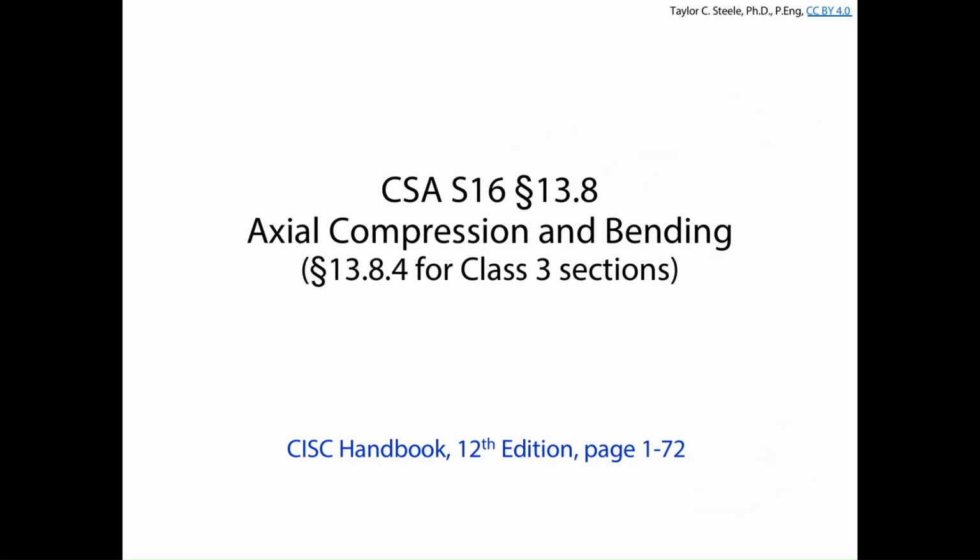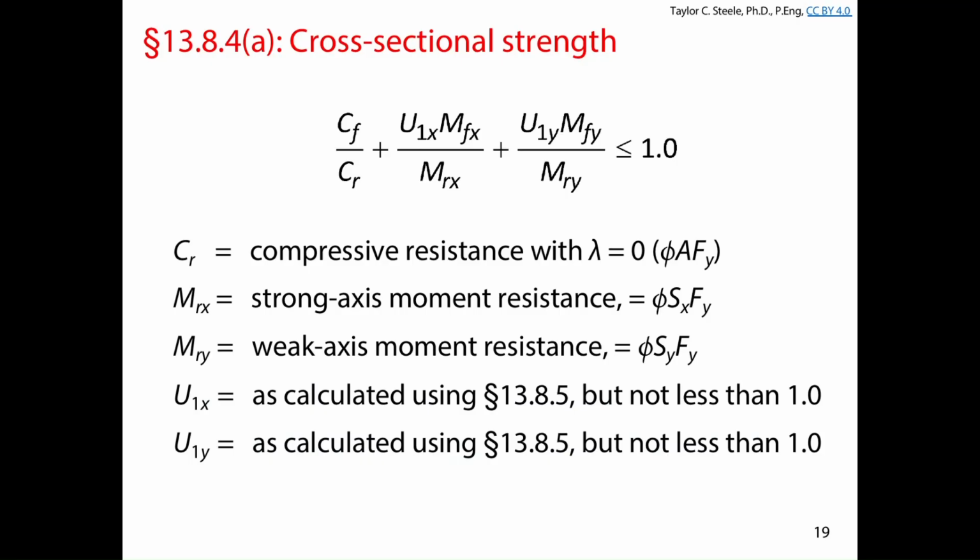So that gets us into what CSA S16 tells us. S16 clause 13.8 is all about axial compression and bending. We're just going to focus on the stuff from 13.8.4. It's for linear strength interaction, and that applies to class 3 sections because we never want to exceed the yield strength on class 3 sections, because if we do, we end up experiencing some local buckling.